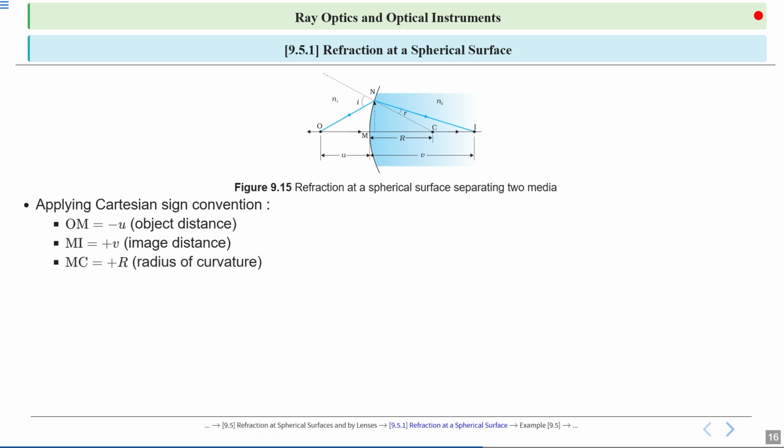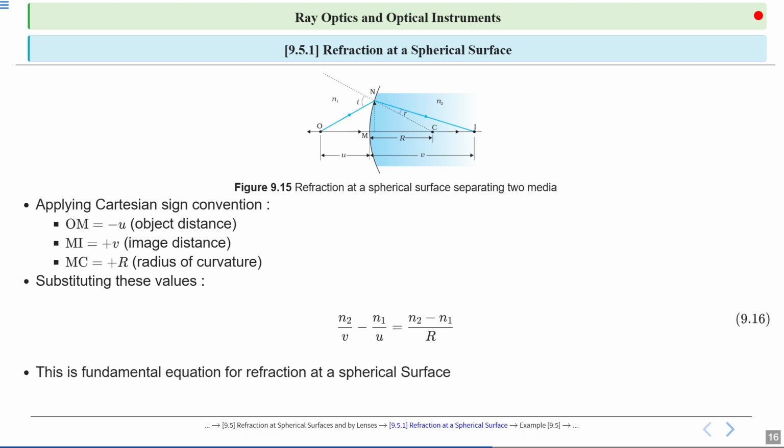Also, radius of curvature MC will be positive. We are measuring from M to C in the direction of incident light. So MC will be positive R, the radius of curvature. Substituting these values in the 9.15 expression, it will become n2 by v, and we are putting u as negative, so it will become minus n1 upon u, and R as positive, it will become n2 minus n1 upon R. Mark it as equation 9.16. So this is the fundamental equation for refraction at a spherical surface. So this is the final expression.